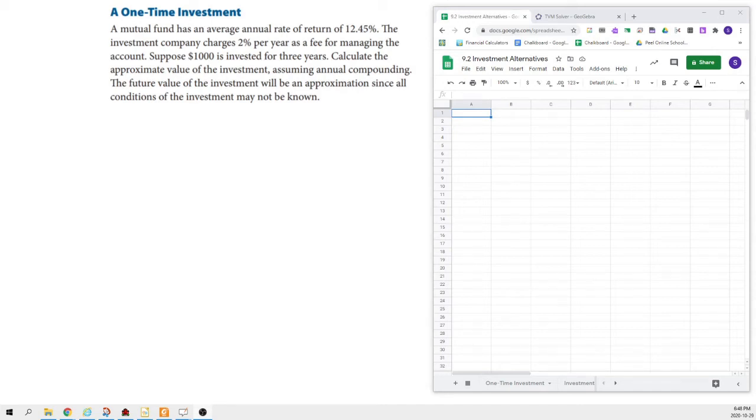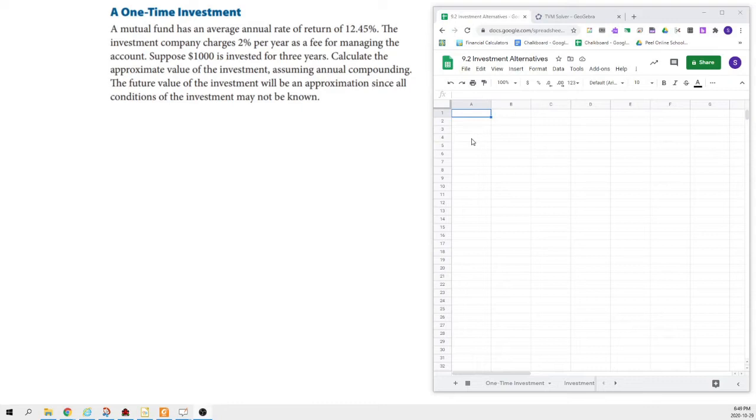A one-time investment. A mutual fund has an average annual rate of return of 12.45%. The investment company charges 2% per year as a fee for managing the account. Suppose $1,000 is invested for 3 years. Calculate the approximate value of the investment, assuming annual compounding. The future value of the investment will be an approximation since all conditions of the investment may not be known.